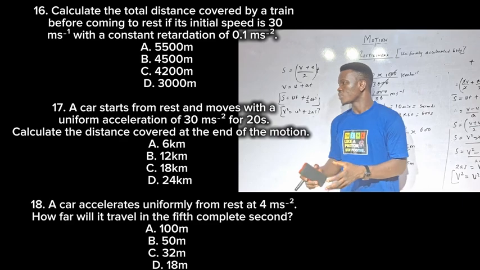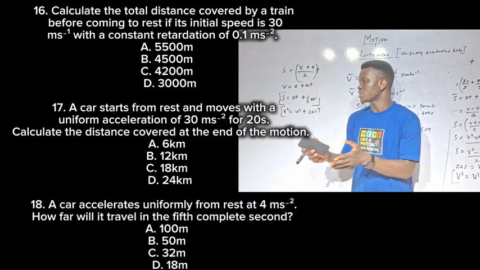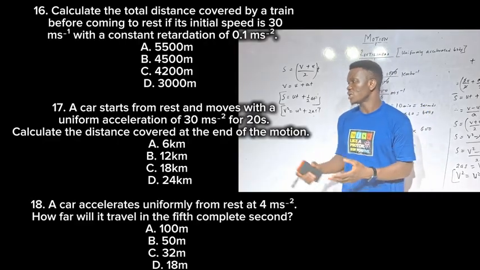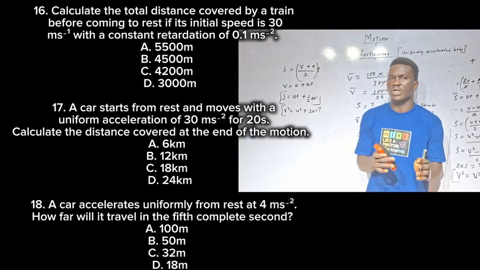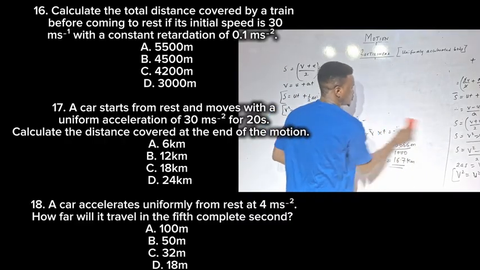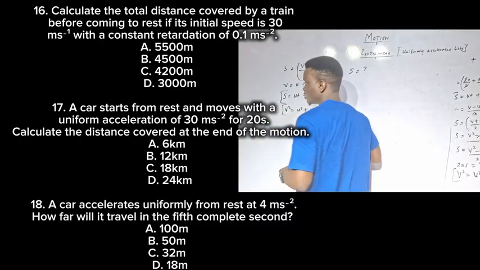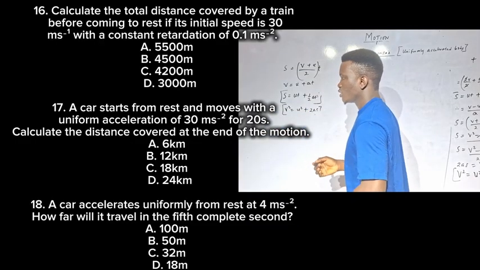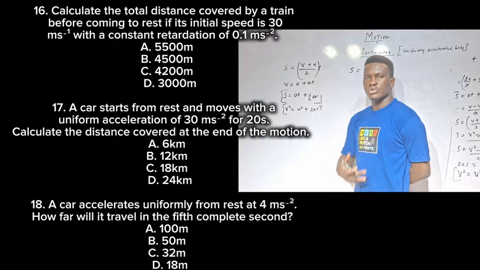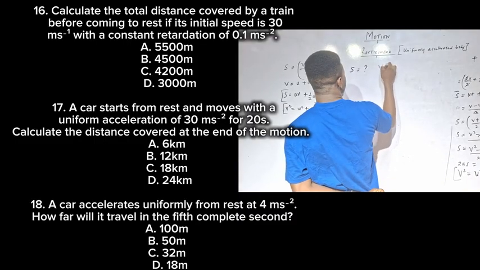Number 16. Calculate the total distance covered by a train before coming to rest if its initial speed is 30 meters per second with a constant retardation of 0.1. So let me help you to solve this. Calculate the total distance covered. So what you can do is just write out your parameters first. So I'm looking for S. That's the first thing. By a train before coming to rest. If something comes to rest, that means that V is going to be what? 0. So before coming to rest, V is 0.